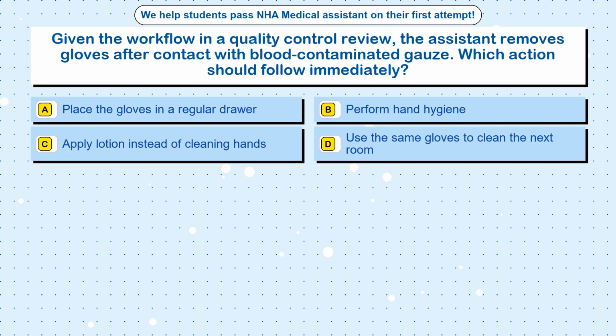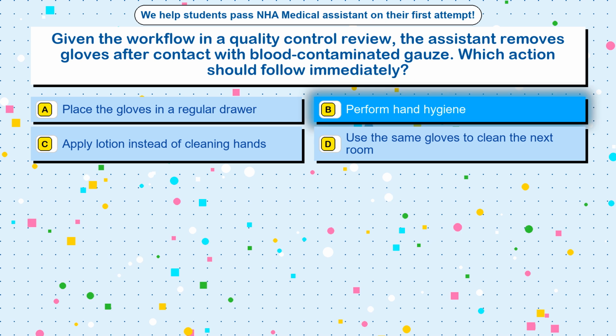Question 23. Given the workflow in a quality control review, the assistant removes gloves after contact with blood-contaminated gauze. Which action should follow immediately? Option A. Place the gloves in a regular drawer. Option B. Perform hand hygiene. Option C. Apply lotion instead of cleaning hands. Option D. Use the same gloves to clean the next room.